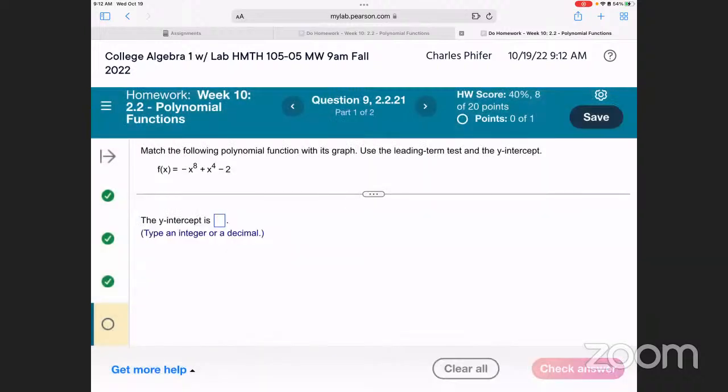Hopefully I'm not going too fast for you guys. Match the following polynomial function with the graph. Use the leading term test and the y-intercept. So the leading term test, right?